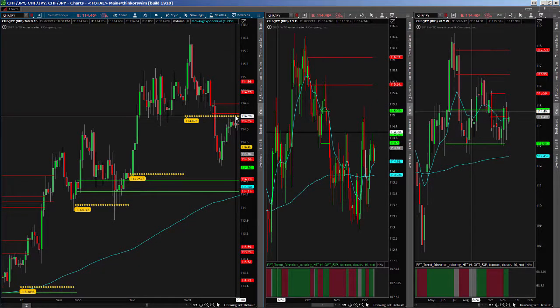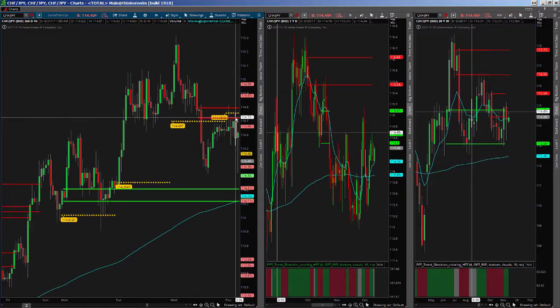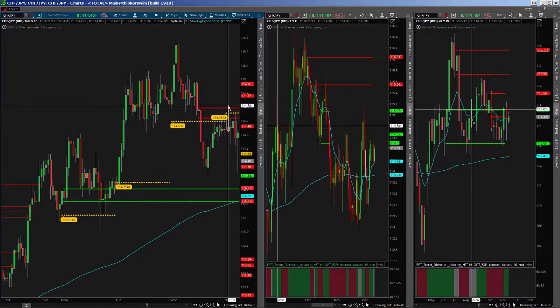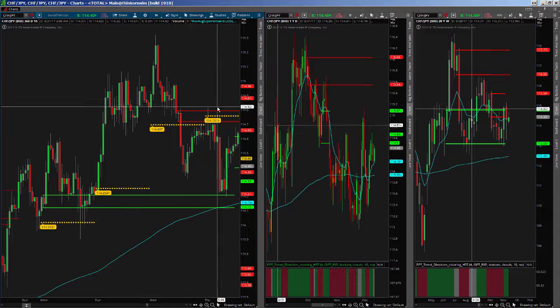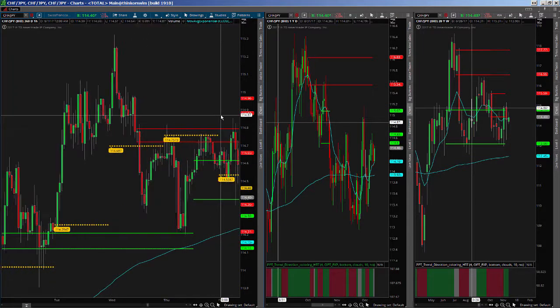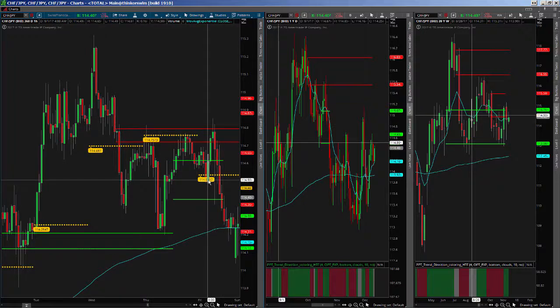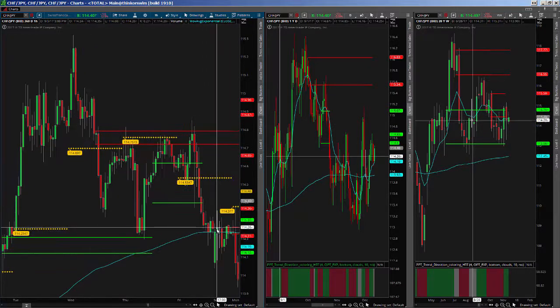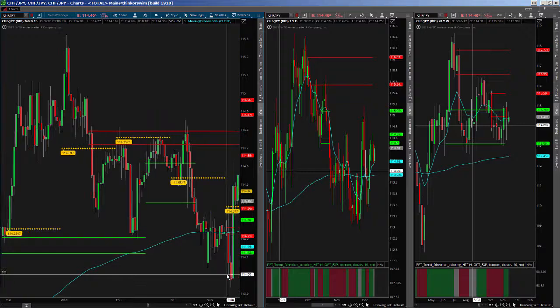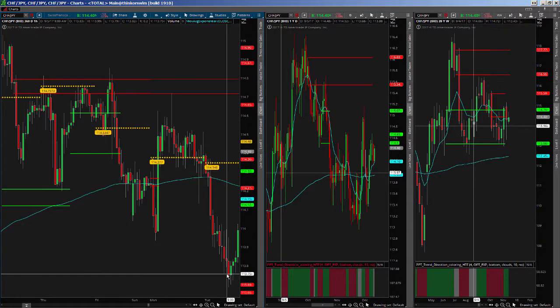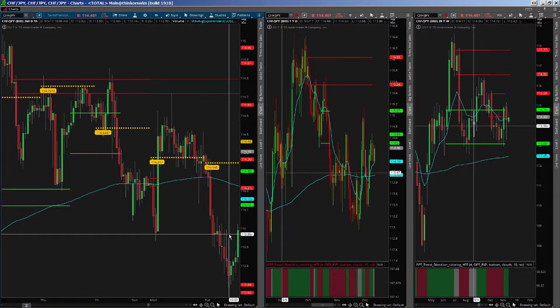So I'd have an entry here at 69. My stop would be 89. See if I get stopped out. And then I'd have another re-entry. Oh, 85. No stop out yet. Okay, so let's see if I can get a target. 89. Boom. All right, there's a winner.